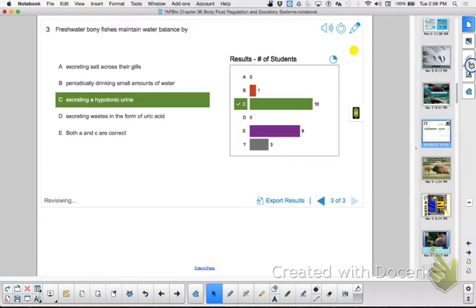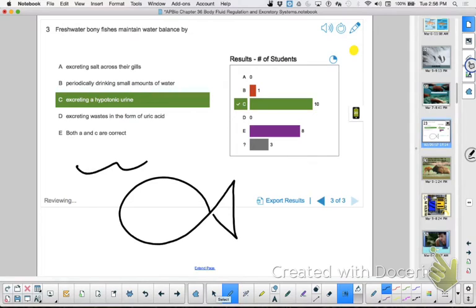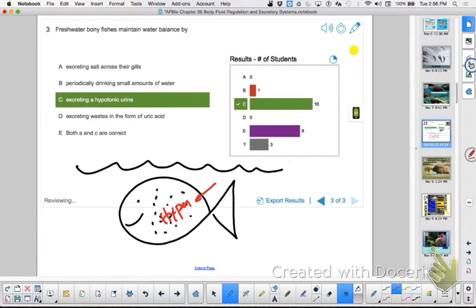Freshwater bony fishes maintain... so let's be a freshwater bony fish. That means that they are probably what? Hypertonic. Okay? All right. So if he is hyper, water must flow from the hypo, so water's going to tend to want to flow into him. He's going to want to have what? A lot of pee. Because water is going to be flowing into him all the time, and he's going to be excreting hypotonic urine. Right?